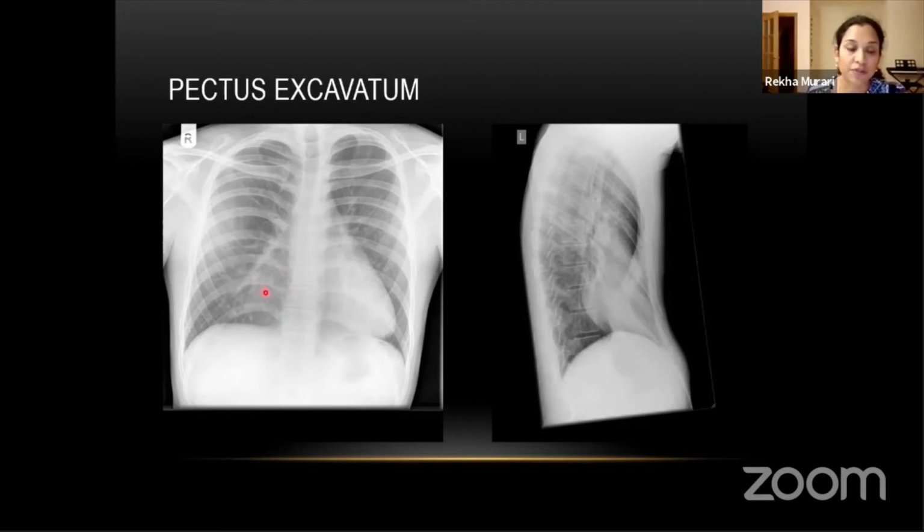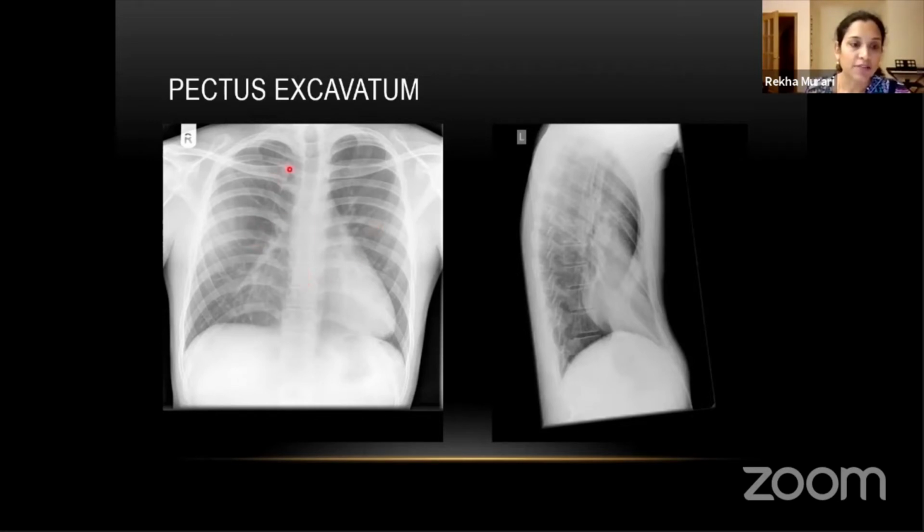But there is a difference. The first thing is to ask for a history, and then examine the patient. If in doubt, you can examine the patient, and then it's very obvious when you examine the chest if the patient has pectus excavatum. Second, there's no loss of volume. The right lung is as aerated as the left lung.